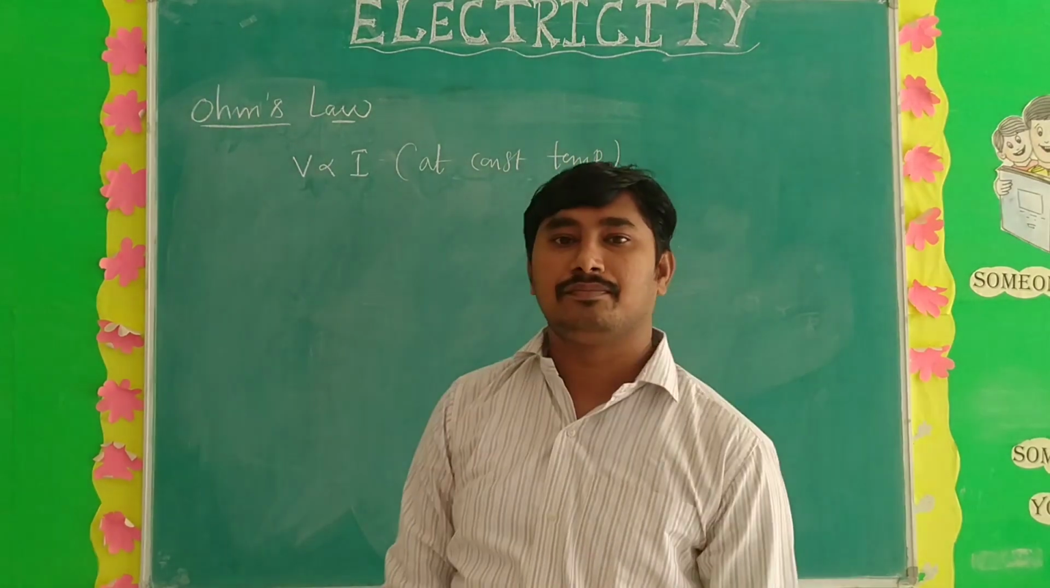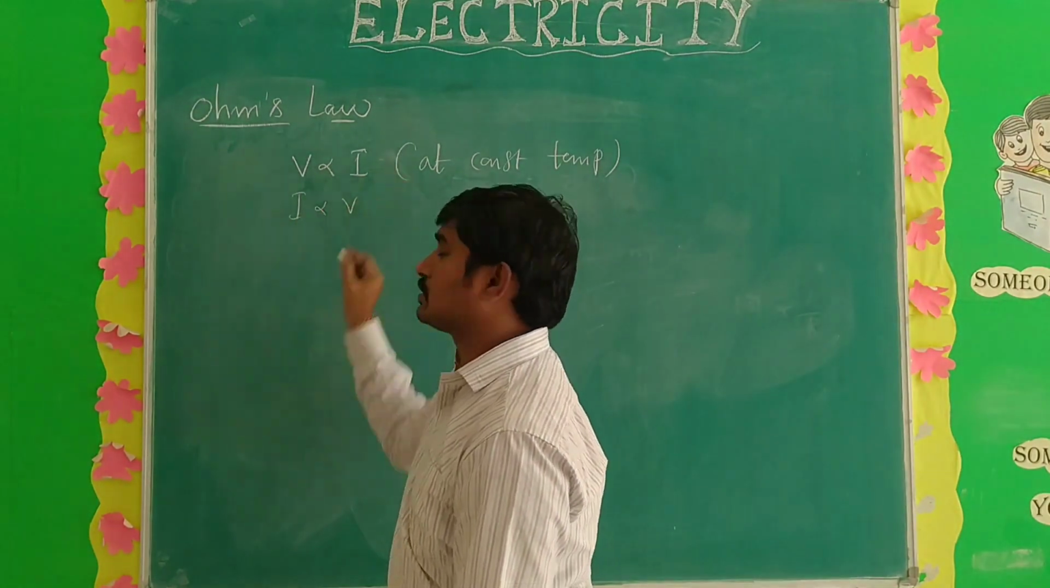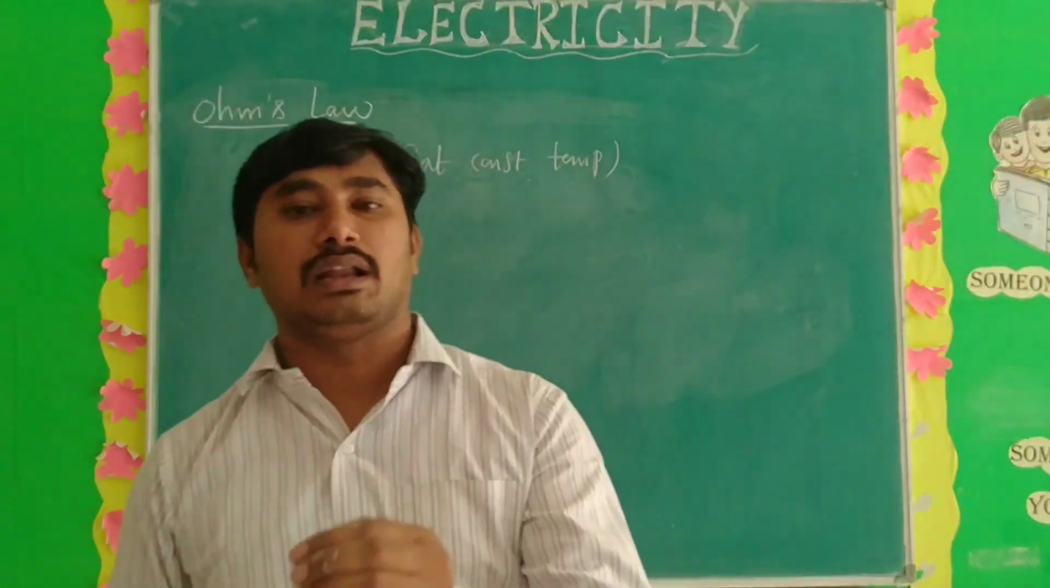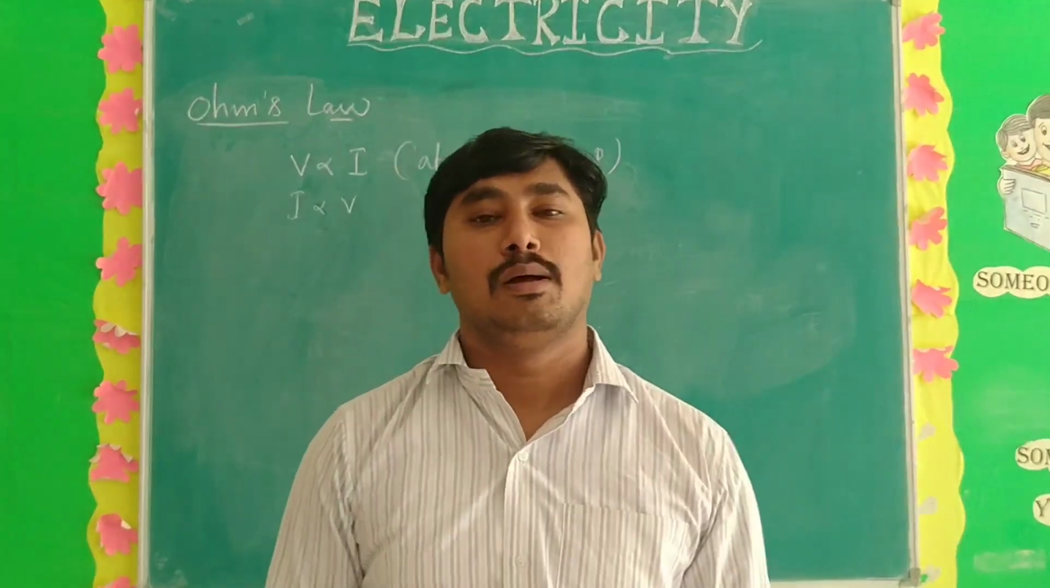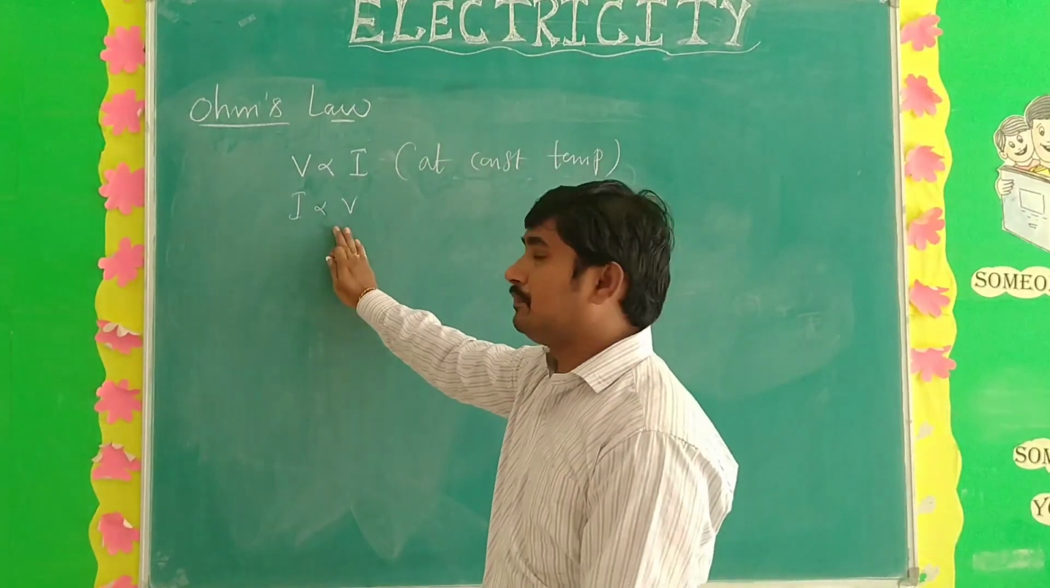This is Ohm's law. We can also write it like this: I is directly proportional to V. That means the current of a conductor is always directly proportional to the potential difference of the conductor at constant temperature. This is called Ohm's law.